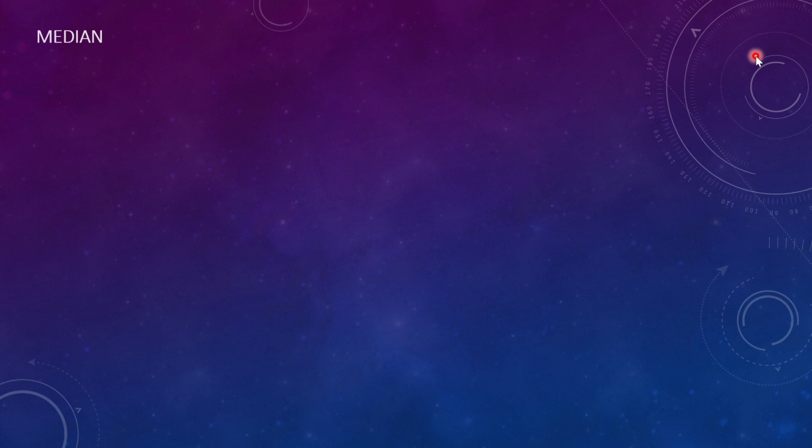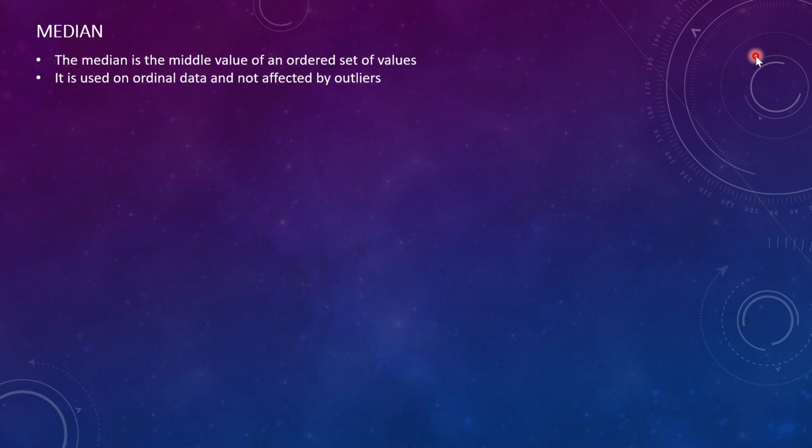Median. The median is the middle value of an ordered set of data. It is used on ordinal data and is not affected by outliers. To use the median, the group of data needs to be arranged from lowest to highest. After this is done, the middle number is picked.